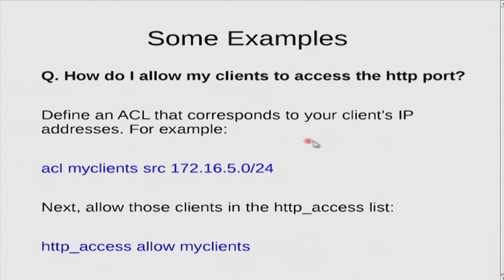First you have to define an ACL element that corresponds to your clients' IP addresses. For example, acl my clients, this is an ACL element, followed by src, specifying that this is a source address, and this is the IP address of the source. Next you have to allow those clients in the HTTP access list, so here you will write http_access followed by allow and my clients. So my clients will be able to access the HTTP port. If you specify deny in this part, then this specific IP address will not be able to access the HTTP port.